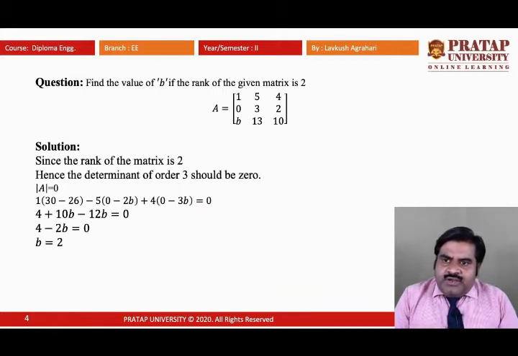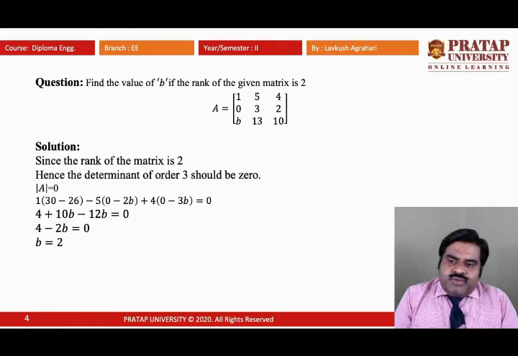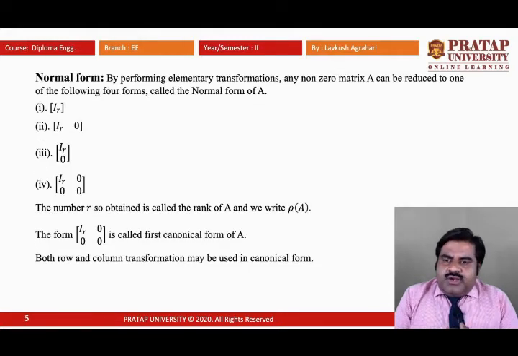Also the rank can be used to find unknown values if the rank of the matrix is given. We have one example. We have to find the value of B in the given matrix if the matrix has rank 2. As we know the rank of this matrix is 2, it is clear that the determinant of the matrix of order 3 should be 0. So if we calculate the determinant of the matrix A, we can find the value of B, which is 2.